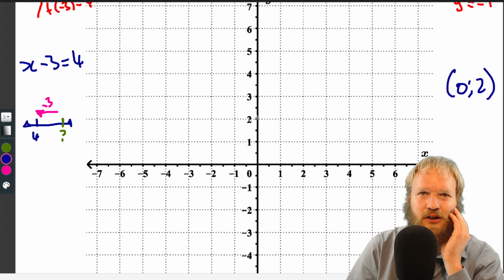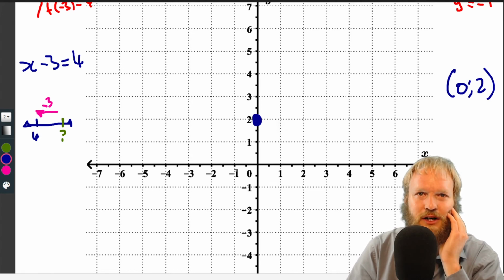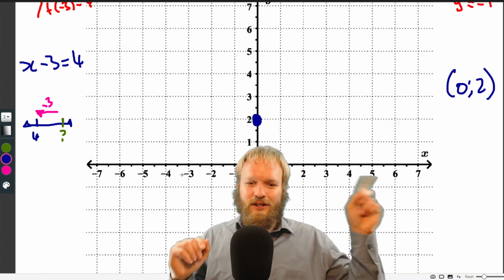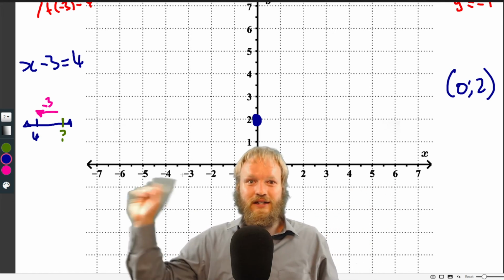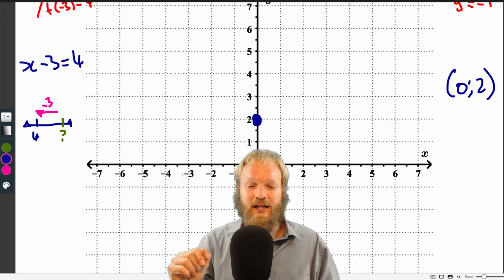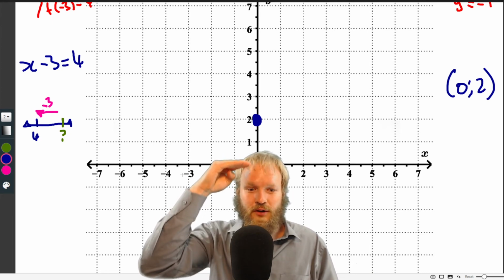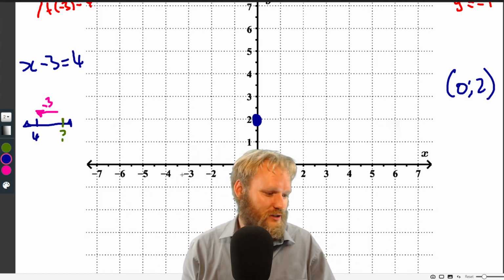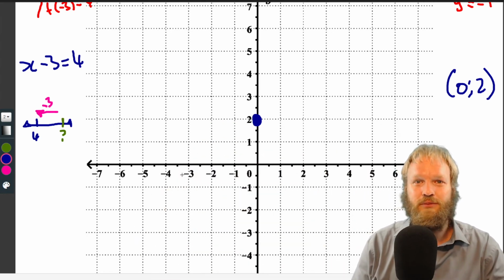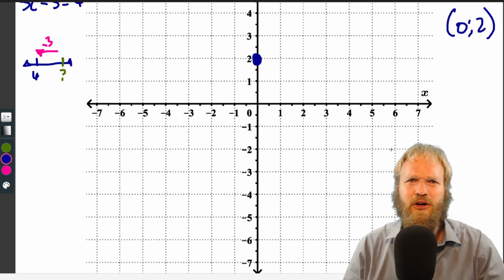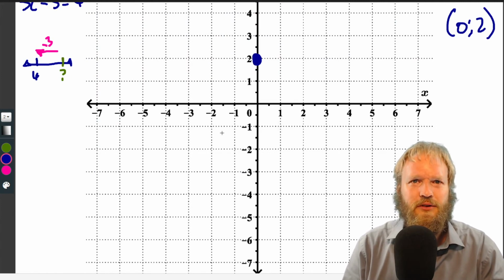Well, it's lying right here on the y-axis. For the x-axis, there's the positive side, there's the negative side, but it's 0, so we haven't gone anywhere, so we're straight up above. And then for the y value, we've gone up 1, 2, and that's where our point is. Okay, cool. So that was that point.